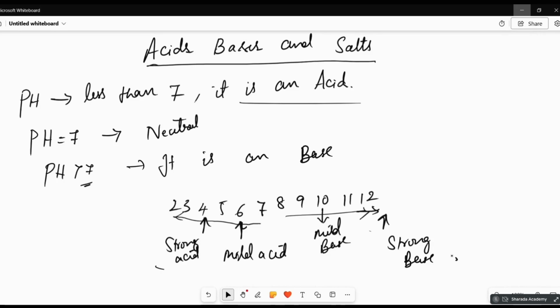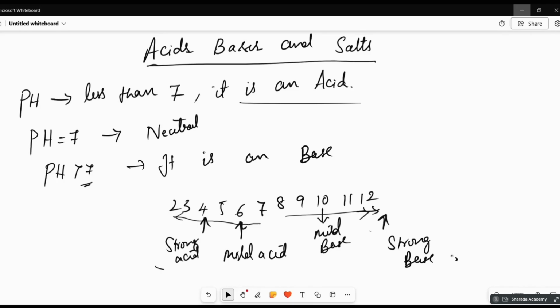Tomato has what acid? Oxalic acid. Tomato also contains oxalic acid. Like this, vinegar contains acetic acid, tamarind contains tartaric acid, citrus fruits contain citric acid. All this actually helps digestion also, but they are mild acids.